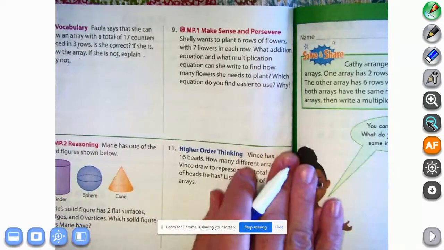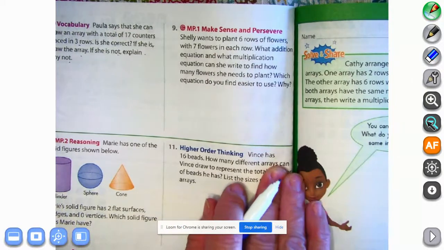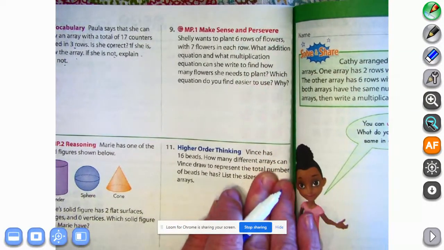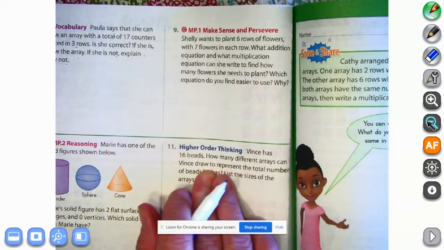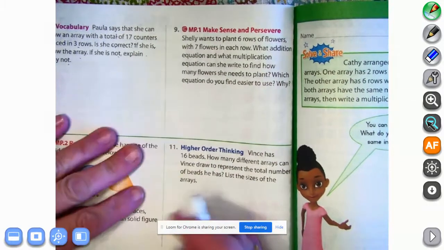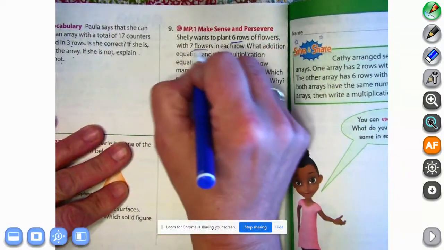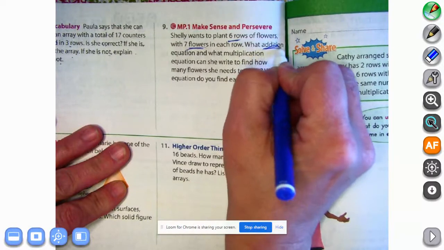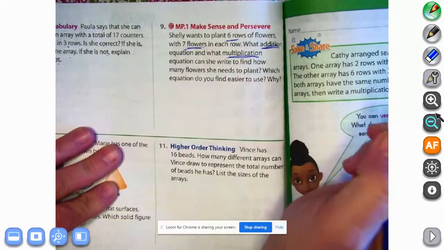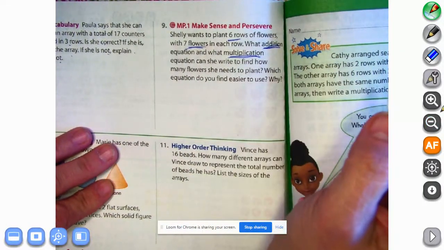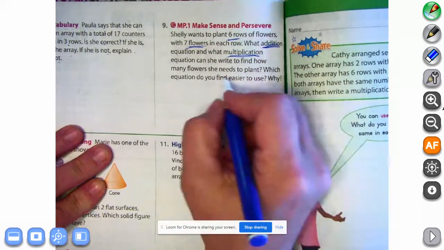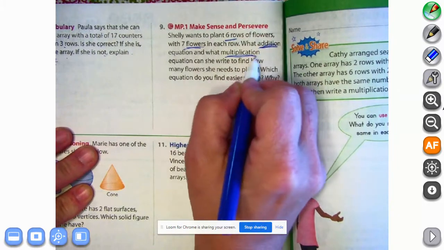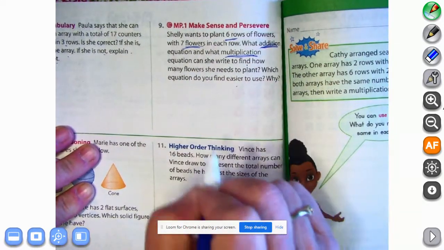Explain. Number 9 says Shelley wants to plant 6 rows of flowers with 7 flowers in each row. What addition equation and what multiplication equation can she write to find out how many flowers she needs? Okay, we have 6 rows, 7 flowers. What addition and multiplication can she write to find out how many flowers she needs to plant? Which equation do you find easier to use? What that means is, would you like to do addition or would you like to do multiplication? Which one's easier and why?